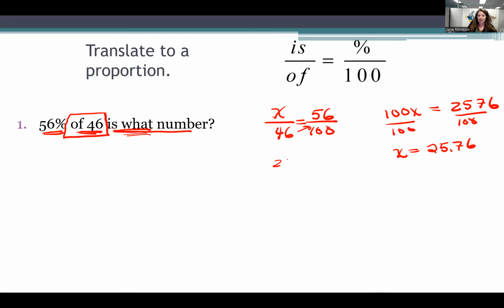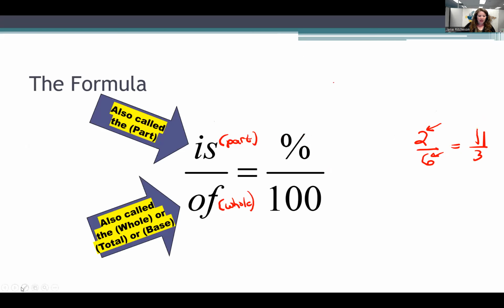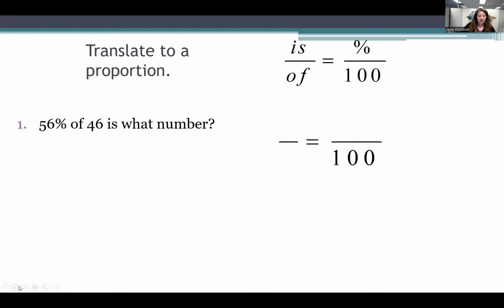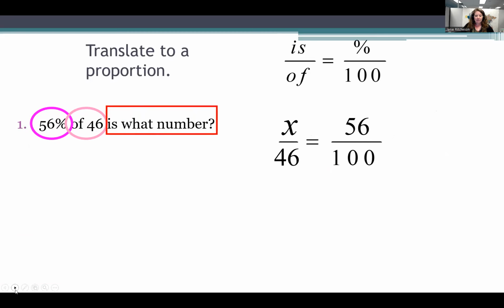All right, and if we want to double check ourselves, let's go ahead and do that. Let's go ahead and divide 25.76 by 46. 25.76 divided by 46 is 0.56, and 0.56 turned into a percent would be 56%. Okay, so see how that formula helped us? All right, so just like how I marked it up, it's going to show you here on the screen as well. The percent always goes over 100, of goes on the bottom, and is what's missing. And so that's how you would set that one up like we did.